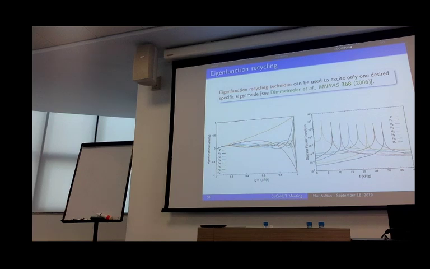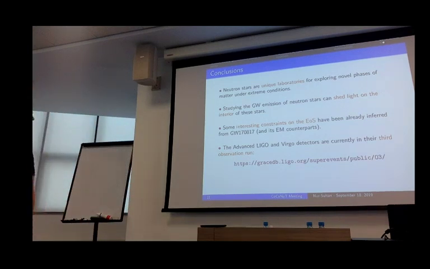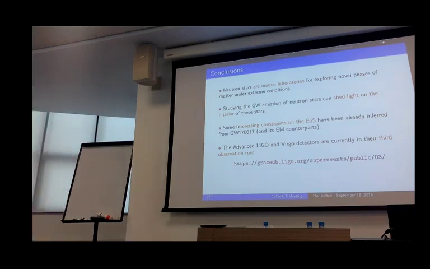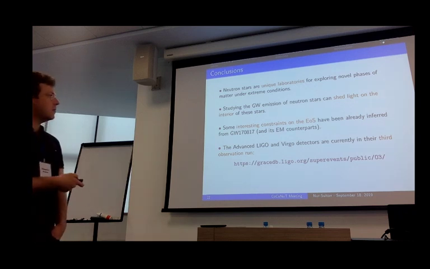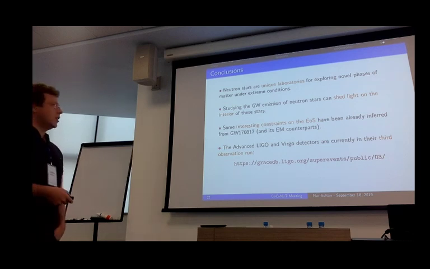Okay, so just to conclude, neutron stars are unique cosmic laboratories for studying matter under extreme conditions, and as we have seen in a few examples, studying their gravitational wave emission can shed light on their interior. So far, we already have some interesting constraints on the equation of state from these unique events seen by the LIGO and Virgo detectors, and also from their electromagnetic counterparts.